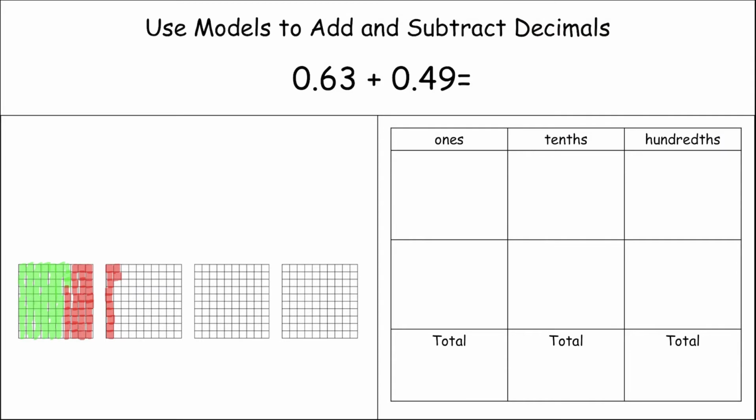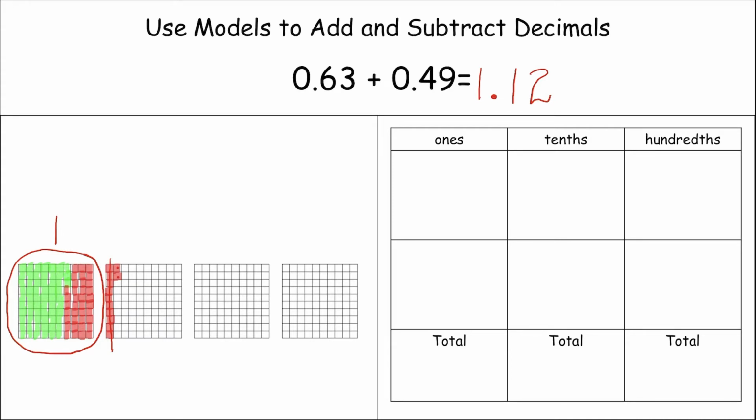Now I go back and I'm going to count it up. Well, you can see this is completely filled in now. So I have 1 whole and I have 1 tenth and I have 1, 2, 2 hundredths. And my final answer is 1 and 12 hundredths.